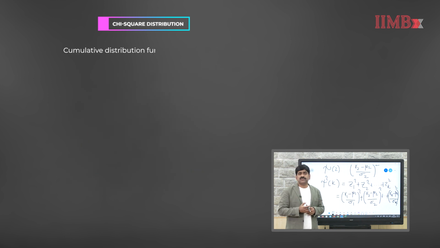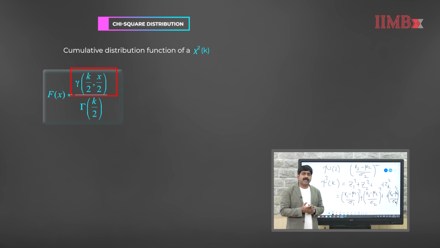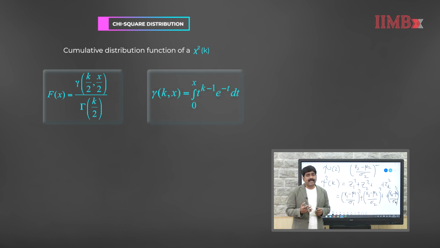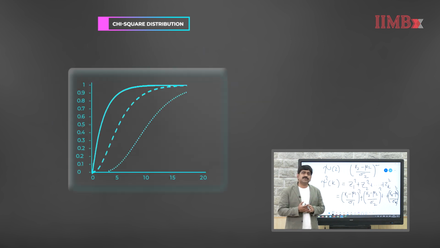The cumulative distribution function of a chi-square distribution with k degrees of freedom is given by this formula. Here the small gamma (k by 2, x by 2) is the lower incomplete gamma function. The lower incomplete gamma function, gamma (k, x), is the integral from 0 to x of t to the power k minus 1 e raised to minus t dt. The cumulative chi-square distribution for different values of k is shown in this particular figure.